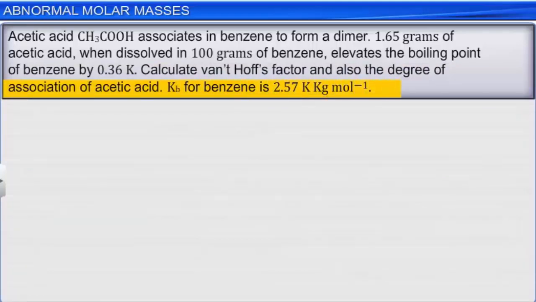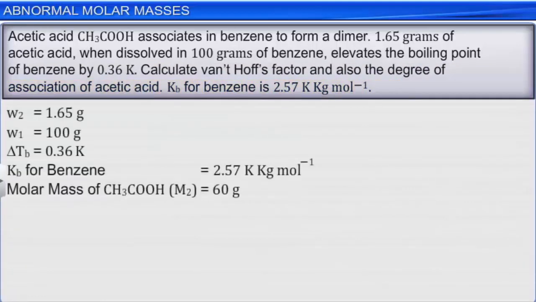The first step is to list the given variables. W2 is equal to 1.65 grams. W1 is equal to 100 grams. Delta Tb is equal to 0.36 Kelvin. Kb for benzene is 2.57 Kelvin kilogram per mole. Molar mass of acetic acid M2 is equal to 60 grams. Van 't Hoff's factor i and degree of association need to be calculated. Let us first calculate Van 't Hoff's factor i.